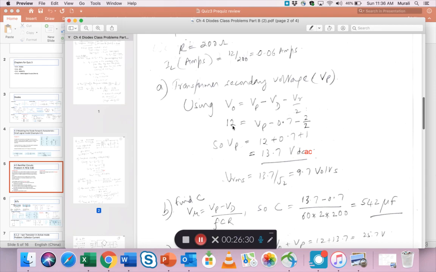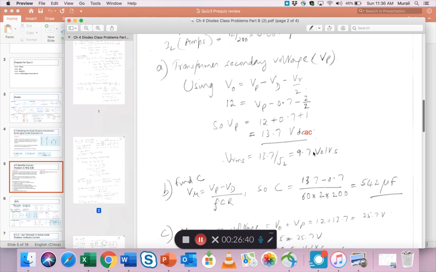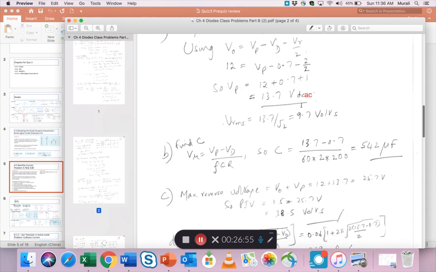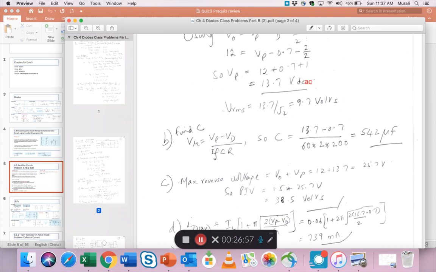So given V output, we find Vp, and I'm sorry, I had a DC originally, but it's actually an AC value. Vp is an AC value on the secondary of the transformer. So if you know the peak value, and this is a peak, how do you get the RMS? You have to divide by root 2. So remember that fact, and don't mix up your DC and AC. Okay. Now to find the capacitance value, we are given the ripple value, so we know this is the formula. So you just move C to the other side and you come up with this value.